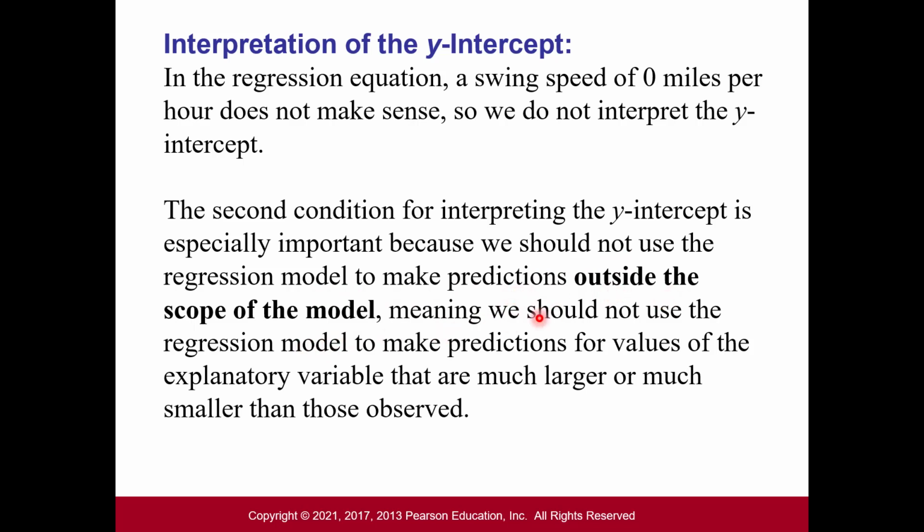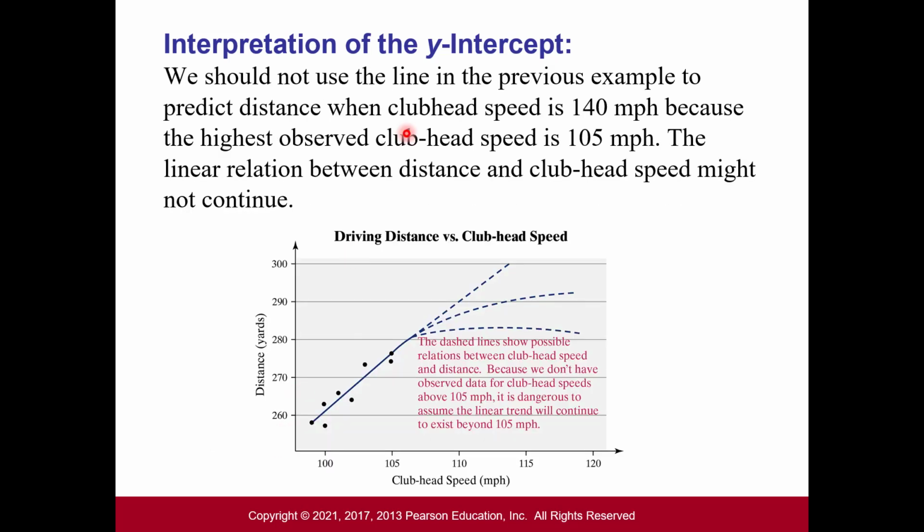What that means is we shouldn't use the regression model to make predictions for values of the explanatory variable that are much larger or much smaller than those observed. We should not use the line in the previous example to predict the distance when club head speed is 140 miles per hour, because that's actually way bigger than our highest observed speed of 105 miles per hour. So the linear relation between the distance and the club head speed actually might not continue.